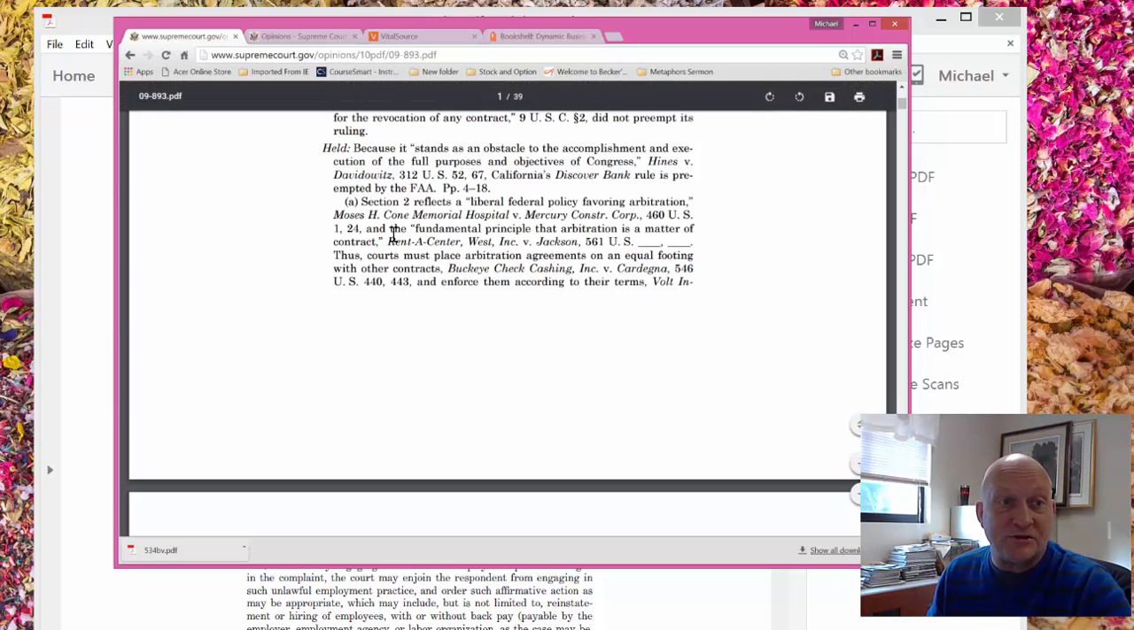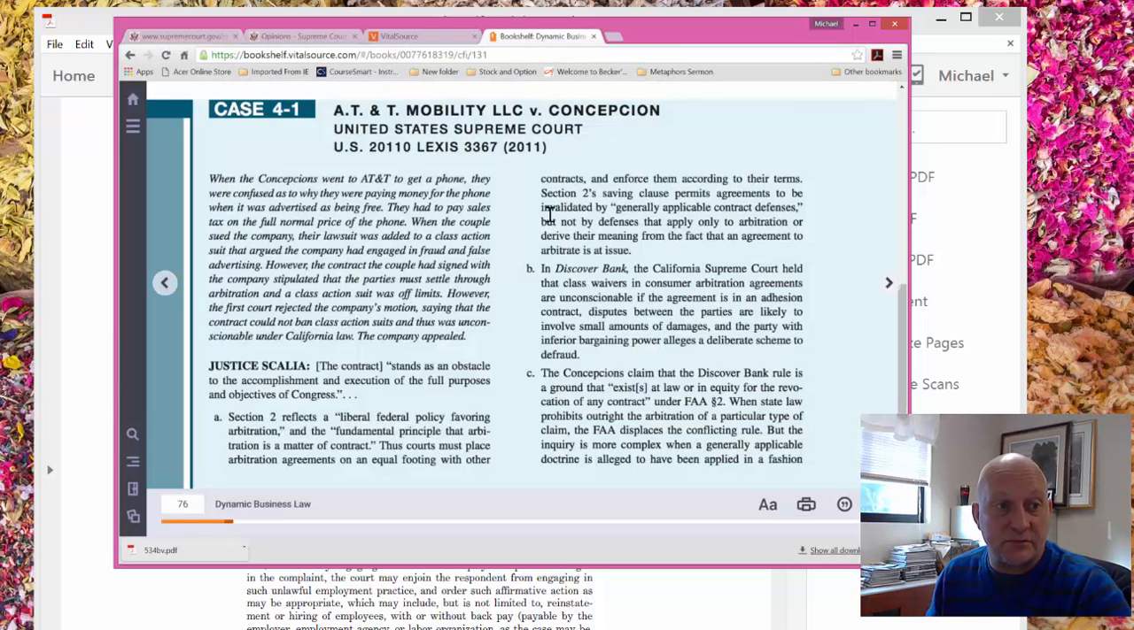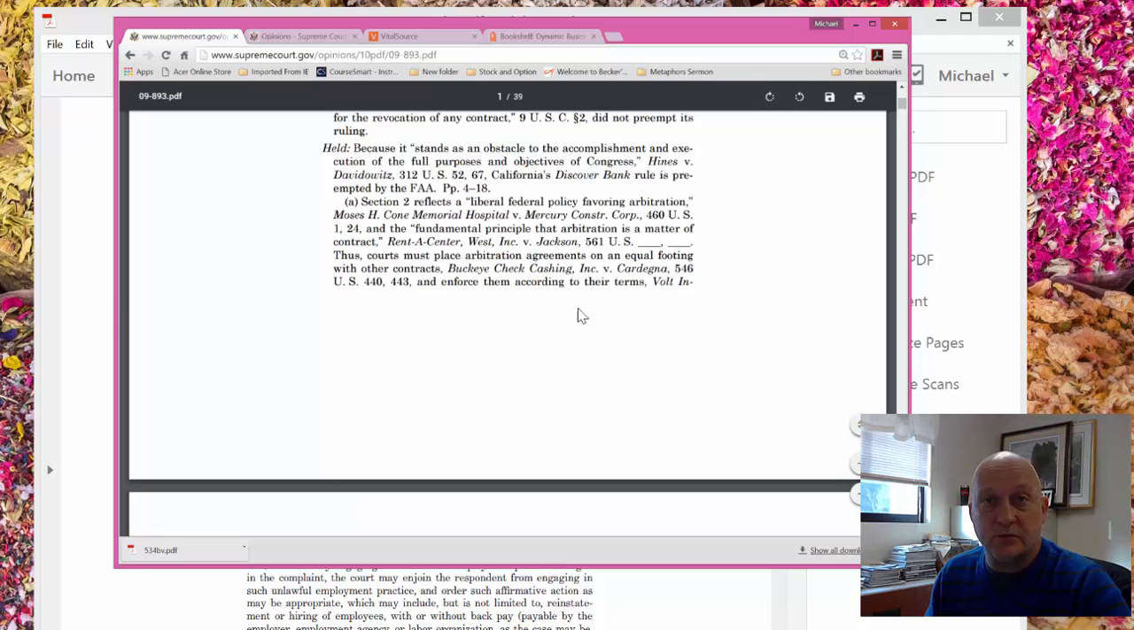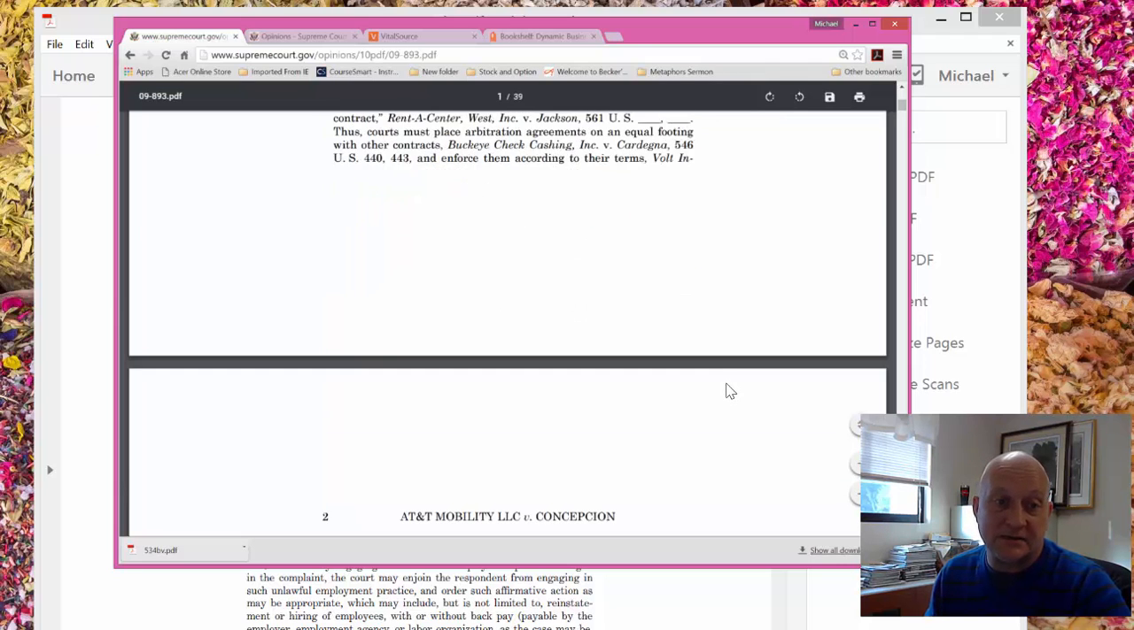So anyway, as you look at this, you'll see that this is directly word for word quoted in our textbook. You see that right here. Letter A, Section 2 reflects a "liberal federal policy favoring arbitration." Now, our book took out all of the citations, but when you see quotes in these cases, know that those quotes, more likely than not, came from a previous case, unless, of course, maybe it's a direct quote from the plaintiff or the defendant. So you can see here, word for word, these are the words that the book puts in our book, and they got them straight out of the Supreme Court case here, in this case, the syllabus.